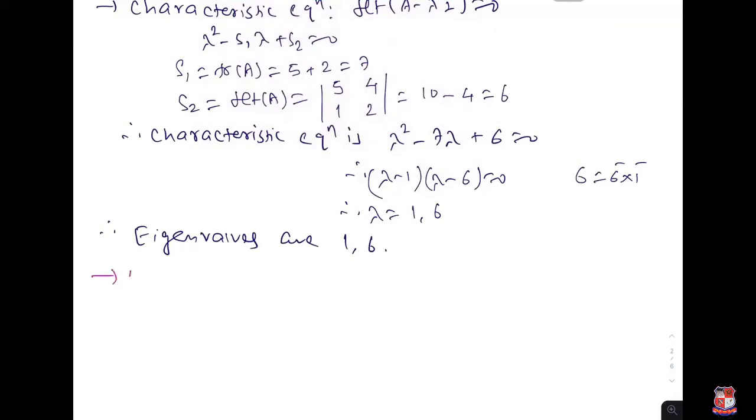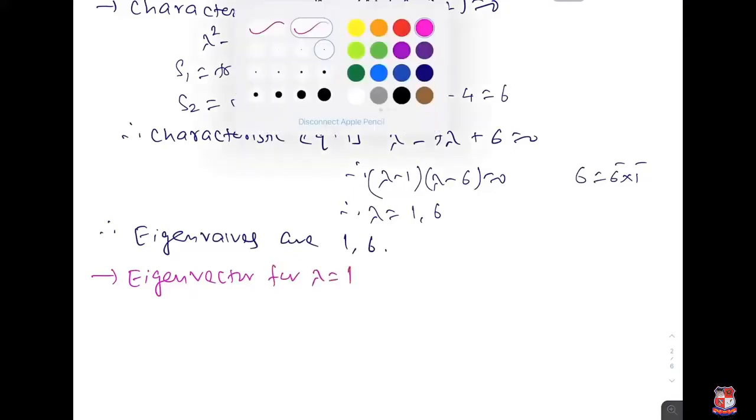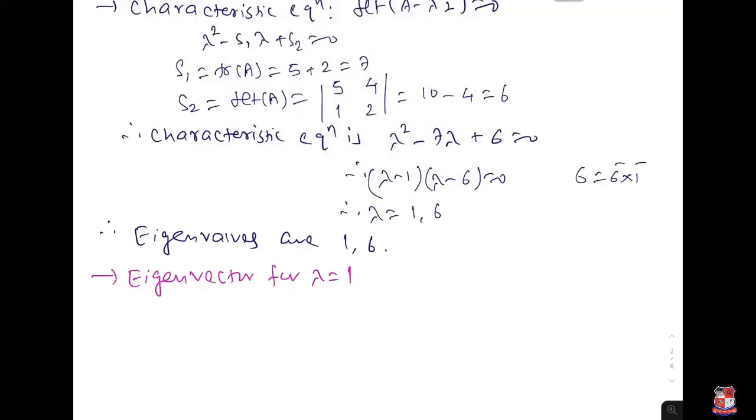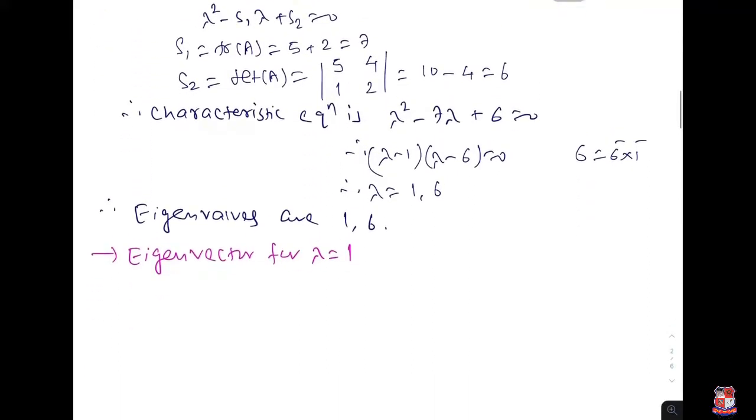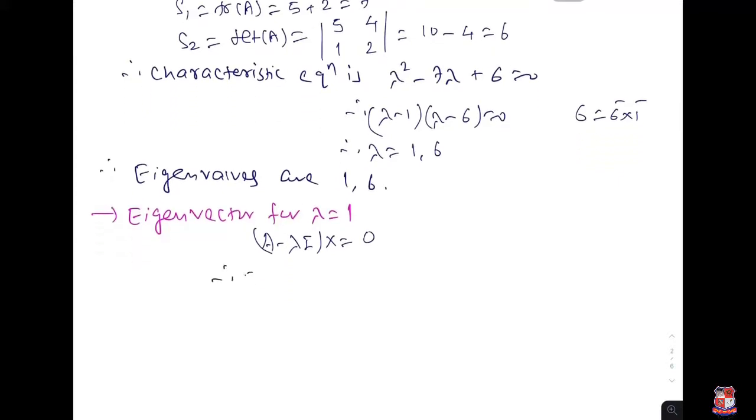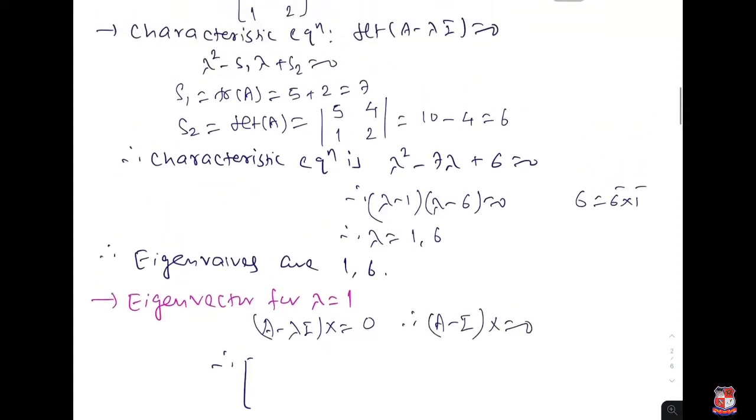So eigenvector for, say, lambda equal to 1. Now, so eigenvector for lambda equal to 1. So we need to write the equation A minus lambda I x equal to 0. So A minus lambda, lambda is 1, so A minus I x equal to 0.